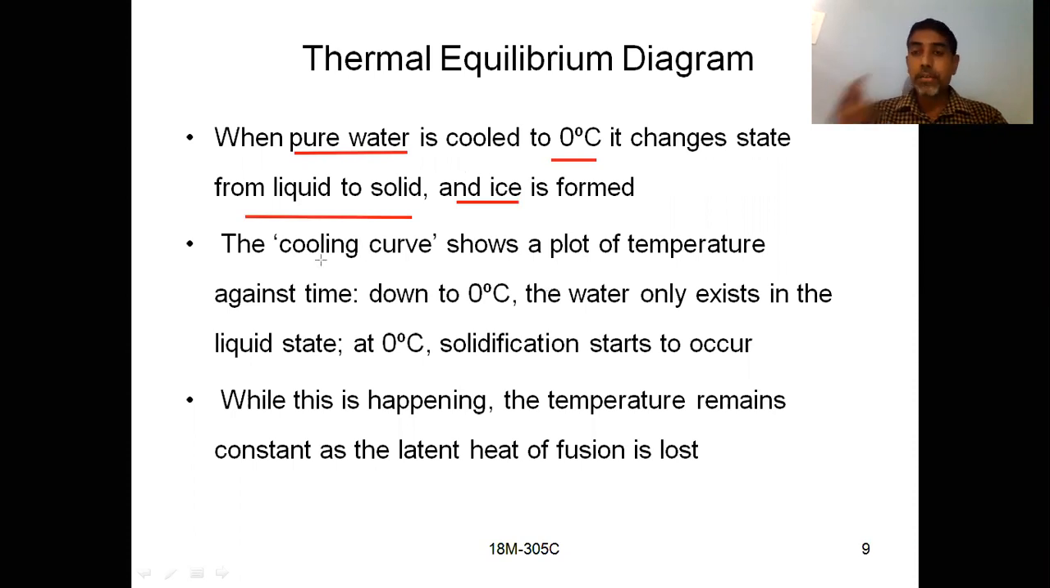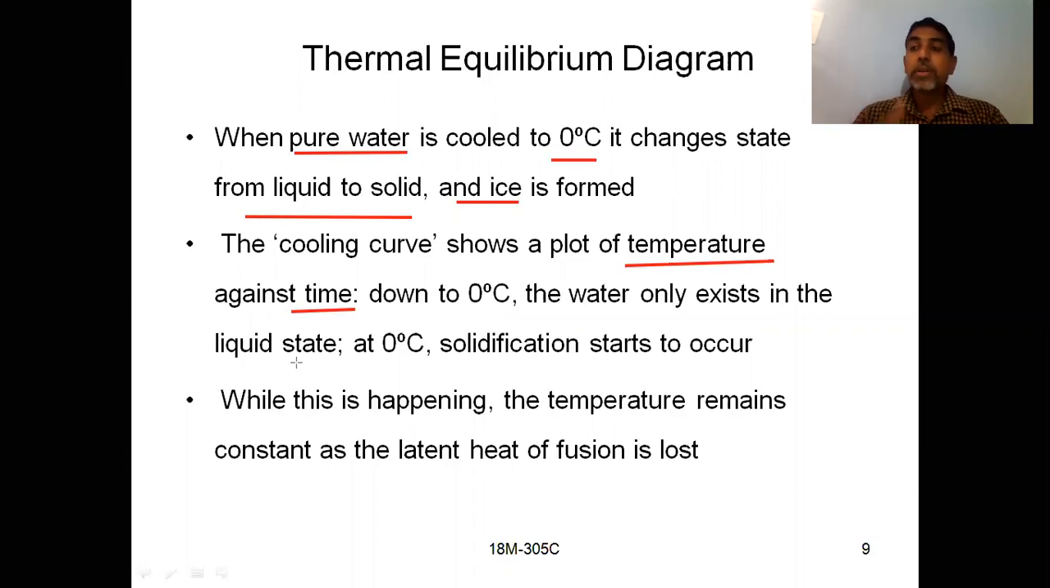So the cooling curve, if you draw the cooling curve for this example, the cooling curve shows a plot of temperature against time. See, what is meant by a cooling curve? A cooling curve is nothing but you are taking temperature and time. Okay, I will show you. So when it is down to 0 degree centigrade, the water will exist, that means down to 0 degree centigrade means it is 20, 30, 40 like that.